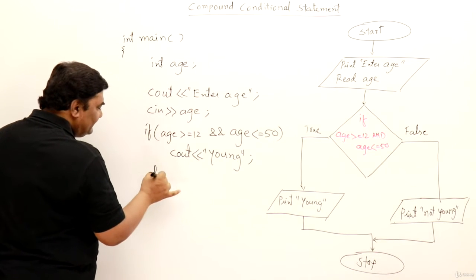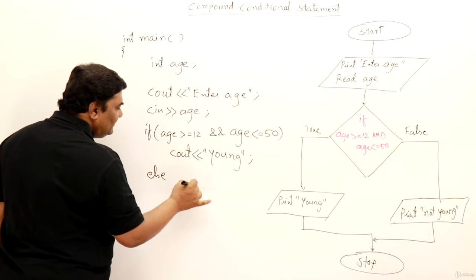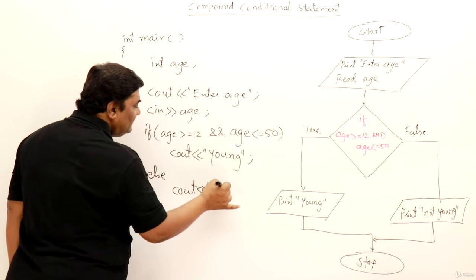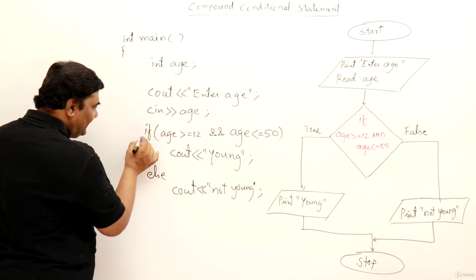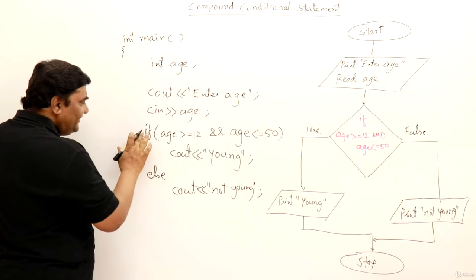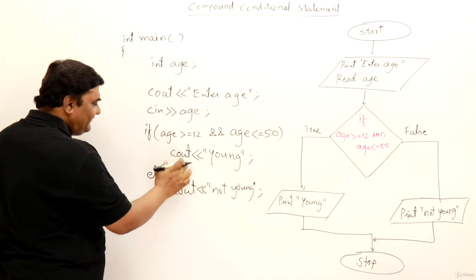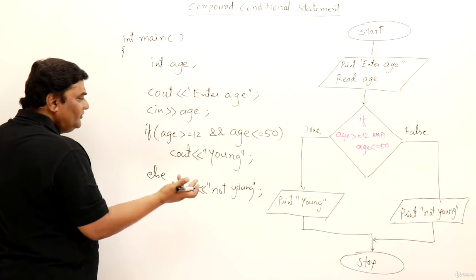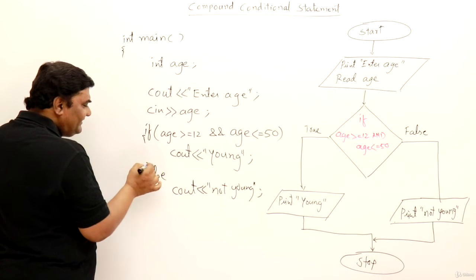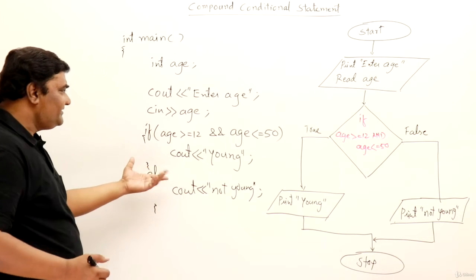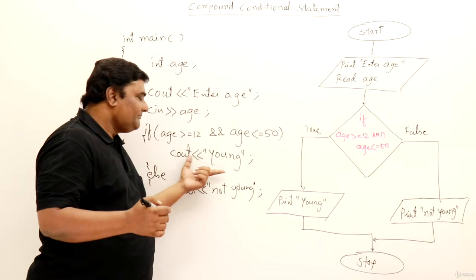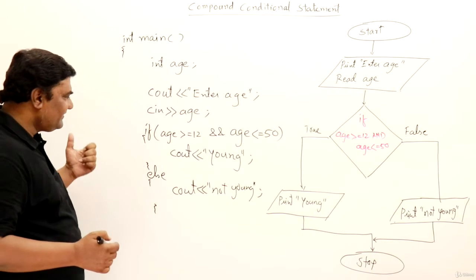Then else cout not young. See here, I have not used flower brackets. I am not using these flower brackets. So if you have a single line inside if and a single line inside else, there is no need for flower brackets. Otherwise, writing flower brackets is a good practice. If you don't have more than one statement, just one statement, you can skip it. So you can write without flower brackets also.